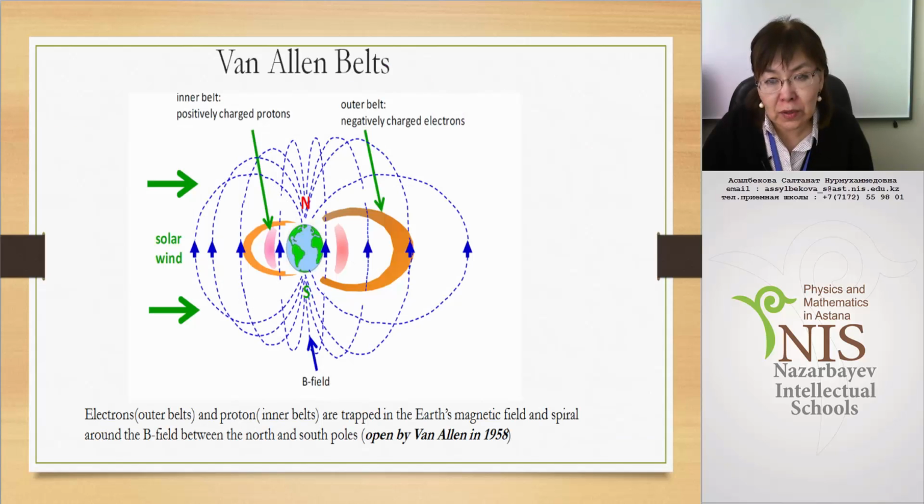Another thing also related to our topic is the so-called Van Allen belts. You see two belts, an outer one which consists of positively charged protons and negatively charged electrons. They were discovered by Van Allen in 1958. They are also charged and trapped by the magnetic field of the Earth.